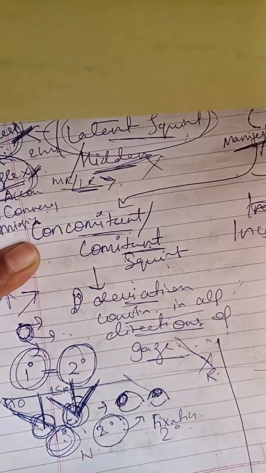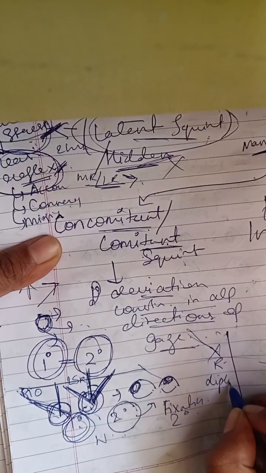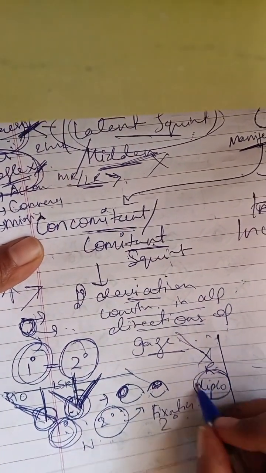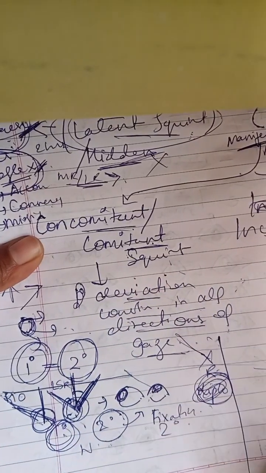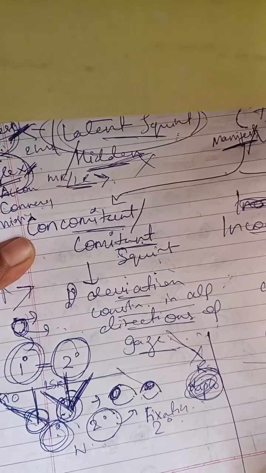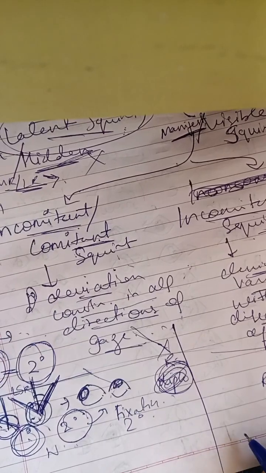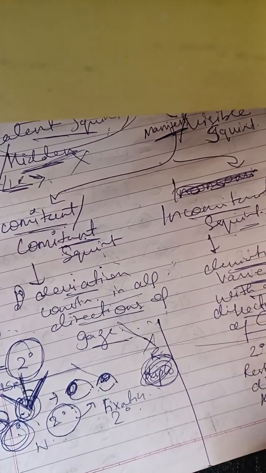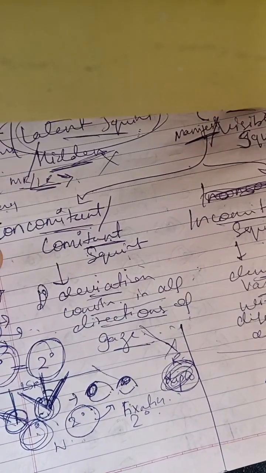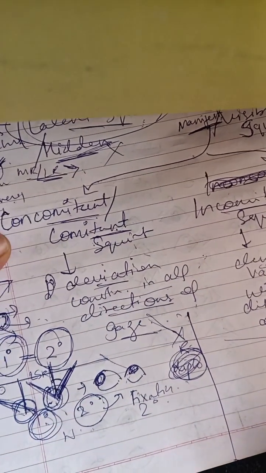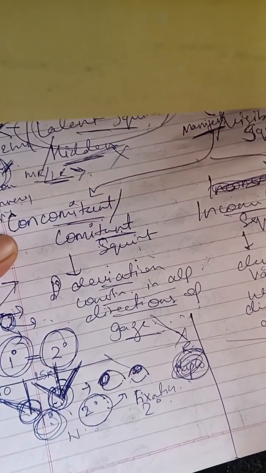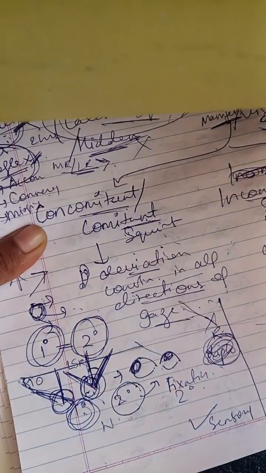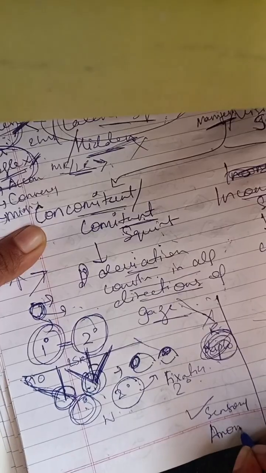Then diplopia or double vision. In comitant squint, diplopia is not seen, whereas in incomitant squint, diplopia is seen. Then head posturing is also seen, so in order to make the image better, certain motor movement is done. And sensory anomalies: over here it is not present, over here a sensory anomaly is present.